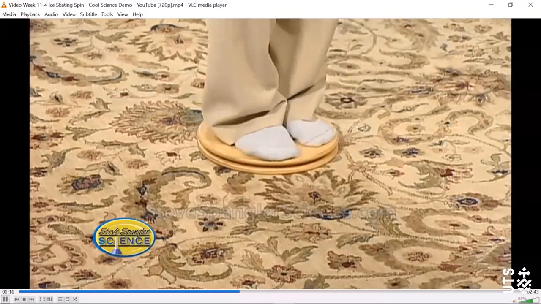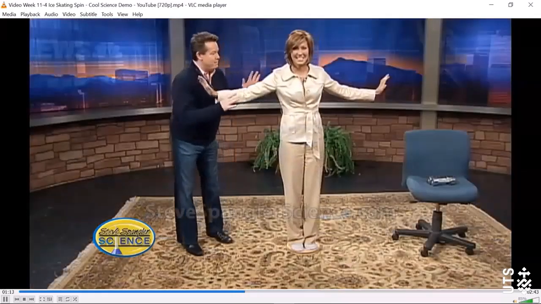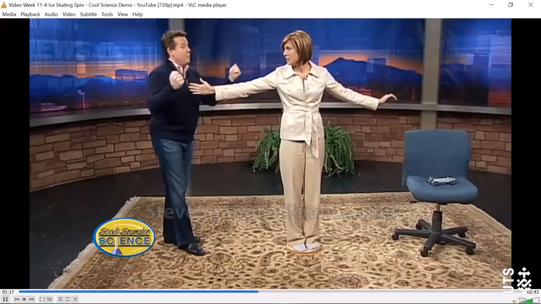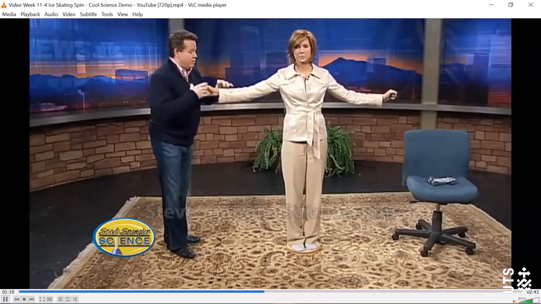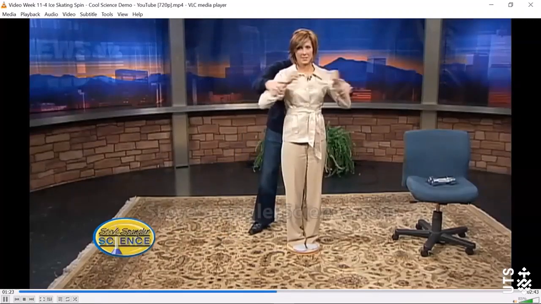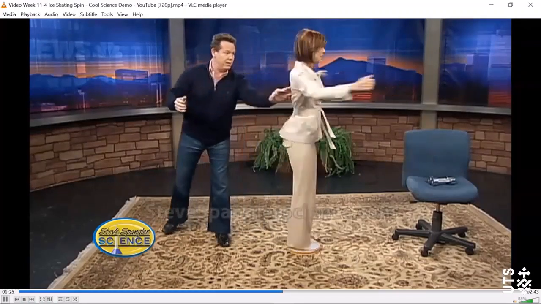All right, so this is all about angular momentum. You're going to spin, and you're going to put your arms out like this. So I'm going to spin you like this. Now I'm going to spin you again, but this time I want you to take your arms, which will act as weights, and bring them towards your chest. You're going to change the moment of inertia from here to here. So here we go.